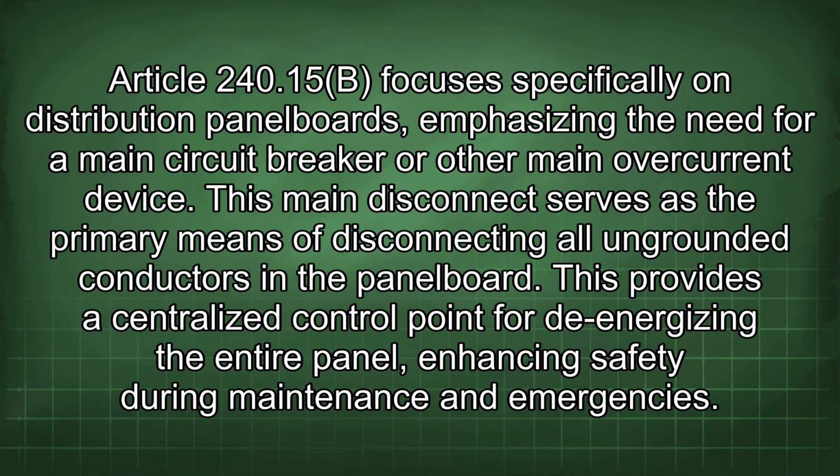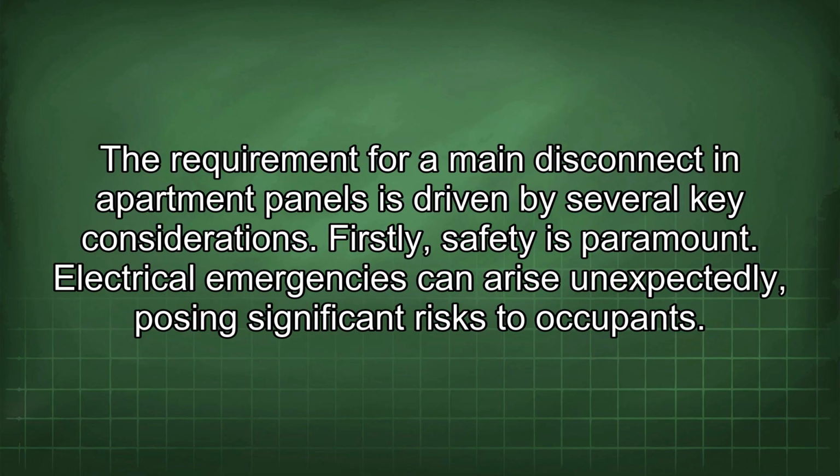This main disconnect serves as the primary means of disconnecting all ungrounded conductors in the panel board. This provides a centralized control point for energizing the entire panel, enhancing safety during maintenance and emergencies. The requirement for a main disconnect in apartment panels is driven by several key considerations.